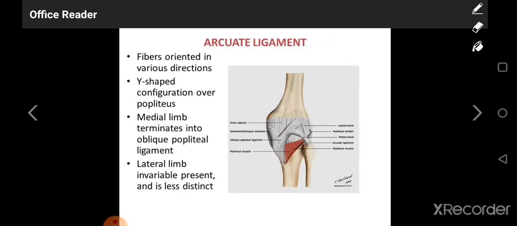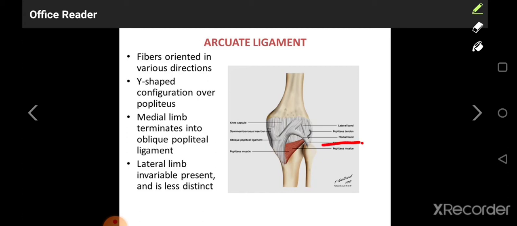Then the arcuate ligament. The fibers are oriented in various directions. It is a Y-shaped configuration over the popliteus muscle. Here we can see in the diagram the Y-shaped configuration of the arcuate ligament.